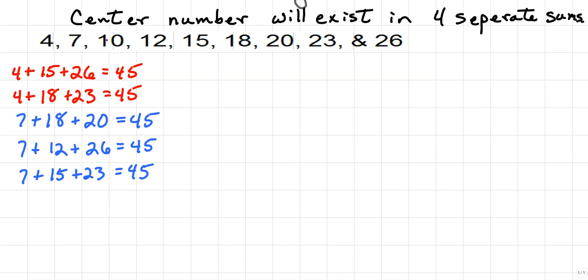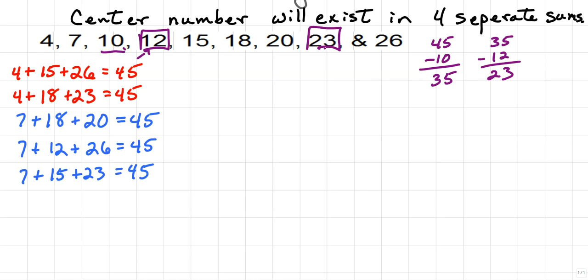So we already know that 4 and 7 are not going to be included in this grouping for 10 because 10 wasn't found in our triples that included 4 and 7. So we'll take the total, 45. We subtract 10, and that leaves 35. So now we're going to go to the next higher number, which is 12. 35 minus 12 will give us 23, and we have another triple. So 10, 12, and 23. And that's equal to 45.